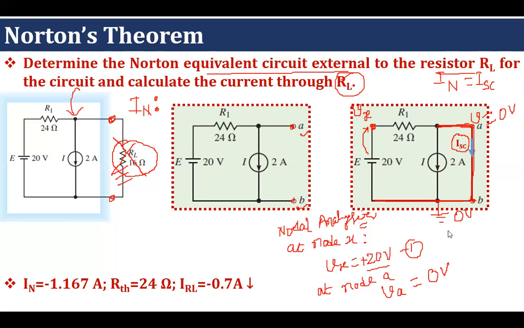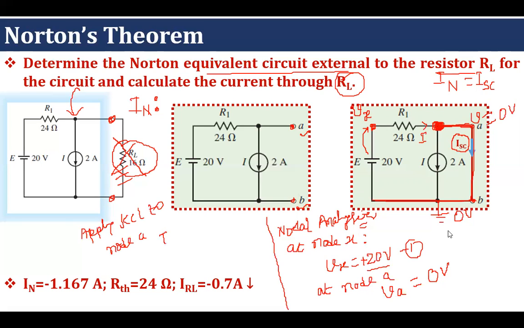Now do one thing, apply KCL to node A. Why? Because we have to find out current. As per the nodal analysis, at a node we can easily apply KCL. So the moment we apply KCL, I'm marking this current as I1. This current is known to us, this is ISC, and this current is I. So if we apply KCL to node A, then what can we write?